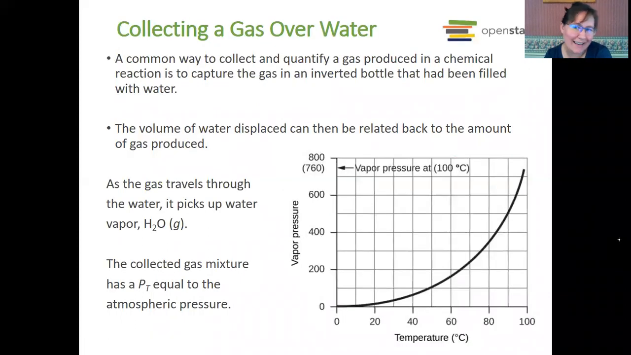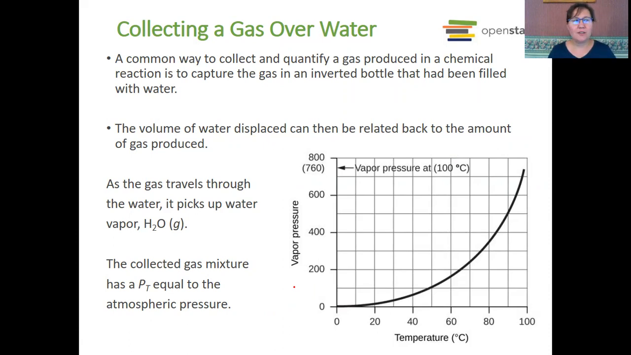Okay, so collecting a gas over water. If you are in the lab, because COVID has gotten to the point where we can be in the lab again, which I'm definitely looking forward to. For those of you that are not in the lab, I'm trying to toss in these tidbits for what you would see. One of the labs that you would do would be to collect oxygen gas over water. And when you do that, what you end up with is something called vapor pressure. And so the volume of the water displaced can be related back to the amount.